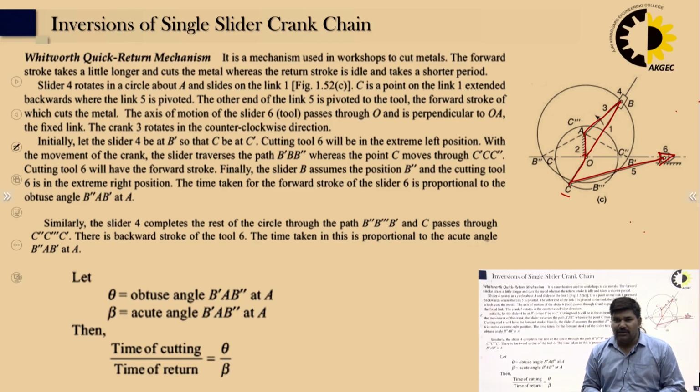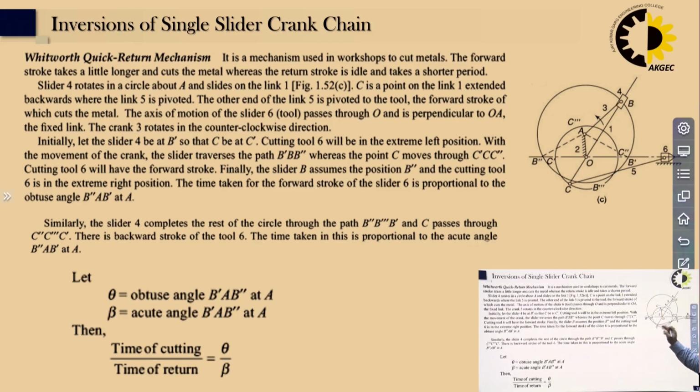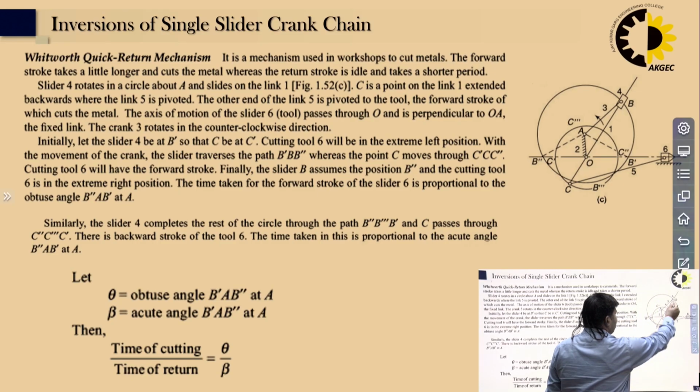Initially you can see here, let the crank slider, in the 4.4, be at B dash, right? So you can see that it rotates here to B dash, and the cutting tool 6 at C dash will be at the extreme left position with the movement of the crank, and the slider traces the path. We can trace that: B dash, B double dash, B dash.